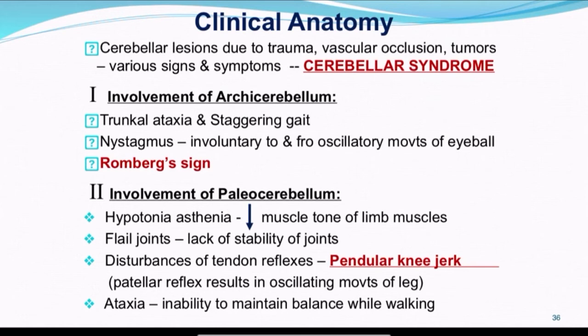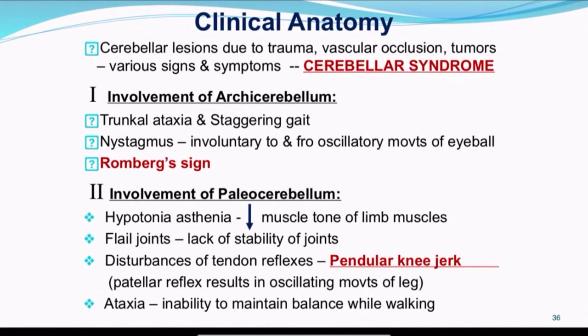So this will be the clinical presentation of the patient, if there is involvement of archicerebellum in trauma, vascular occlusion or a tumor of cerebellum. Truncal ataxia, staggering gait, nystagmus, positive Romberg's sign. If there is involvement of paleocerebellum, there will be hypotonia, asthenia, that is reduced muscle tone of limbs, flail joints, that is lack of stability of joints because there is no muscle tone for the muscles acting around the joints, will go in for frequent dislocation, that is known as lack of stability of joints or flail joints.